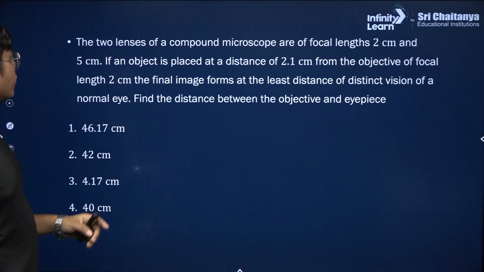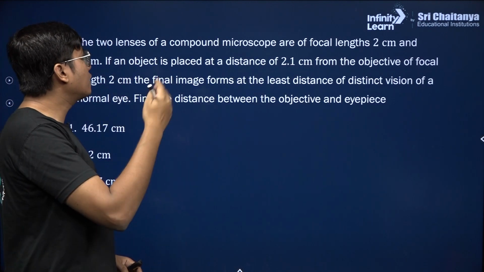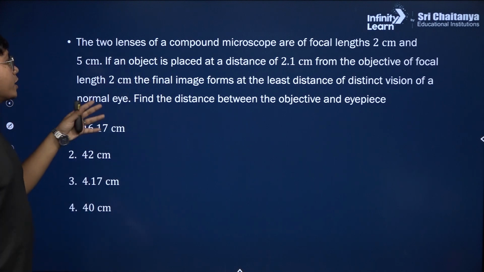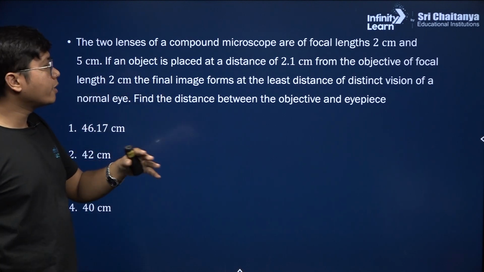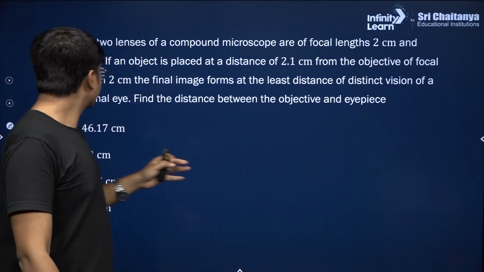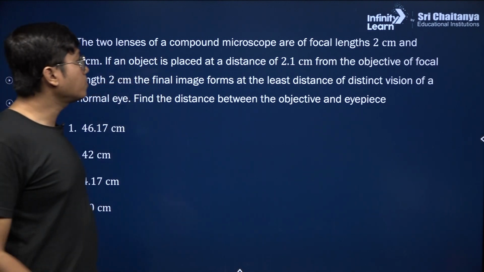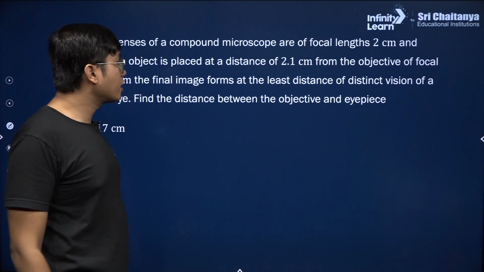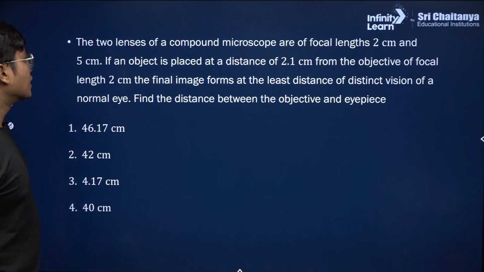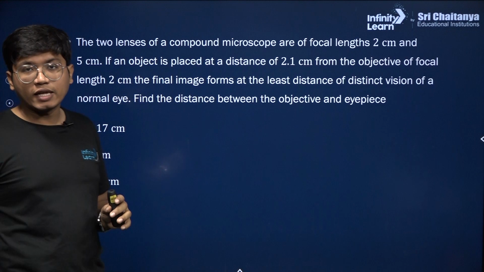Next, we have two lenses of a compound microscope with focal lengths 2 centimeter and 5 centimeter. The object is placed at a distance of 2.1 centimeter from the objective, whose focal length is 2 centimeter. The final image forms at the least distance of distinct vision of the normal eye. Find the distance between the objective and the eyepiece.